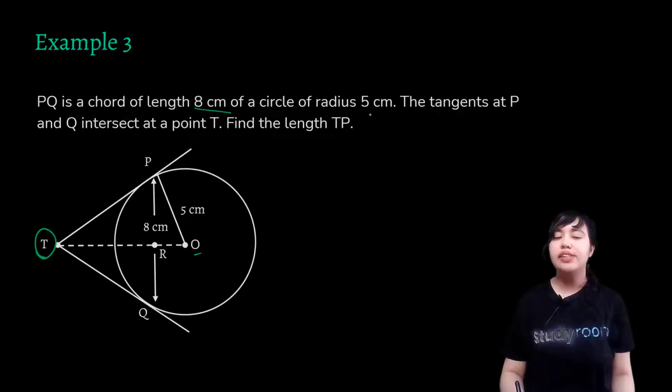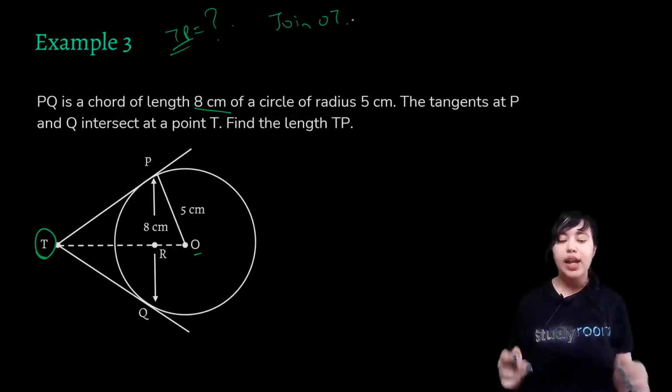The circle has a radius of 5 centimeters, which means if I join OP or OQ, the distance will turn out to be the same, that is 5 centimeters. Then you have to find the length of the tangent TP, that is the question mark. For that, first of all, join OT. You can join the 2 points via dashed lines.